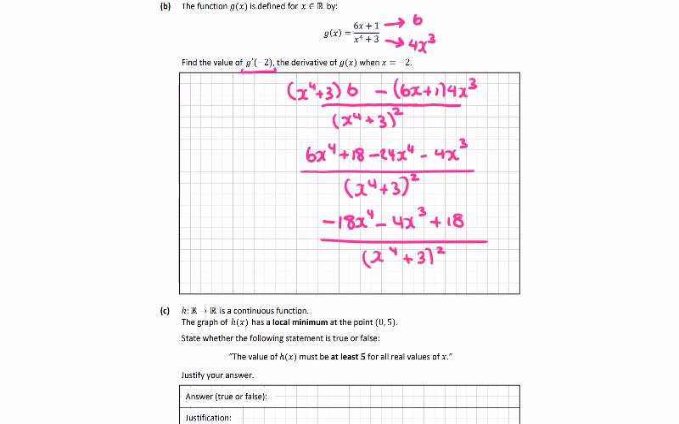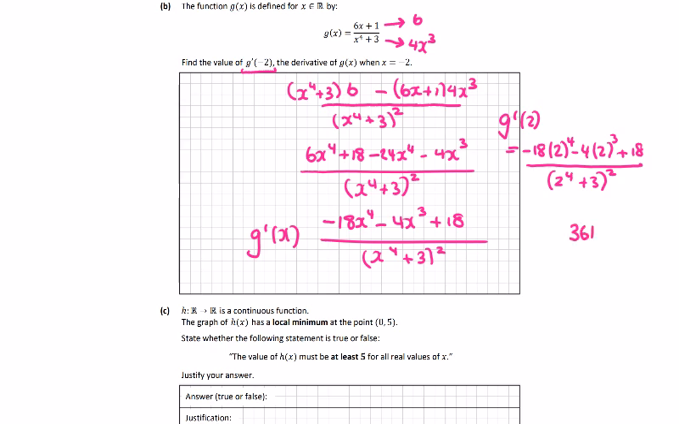So this is g of x, so g prime of x, and then g prime of minus 2 is equal to minus 18, calculator used from here, minus 4 by minus 2 cubed plus 18 over (2 to the power 4 plus 3) squared. So that's going to give 361 on the bottom because it's 19 squared. I'll just use the calculator for the top, and it's giving me minus 238. An odd looking number, but I think that's the right answer.